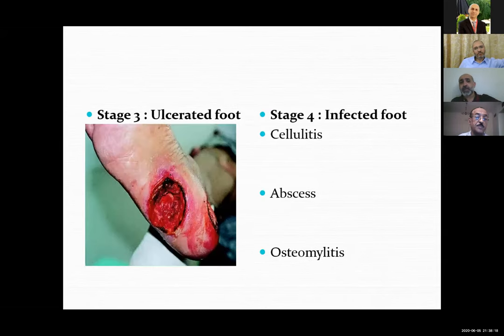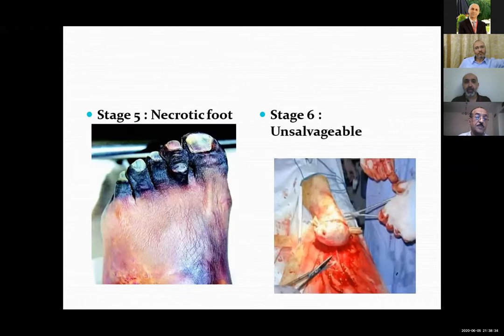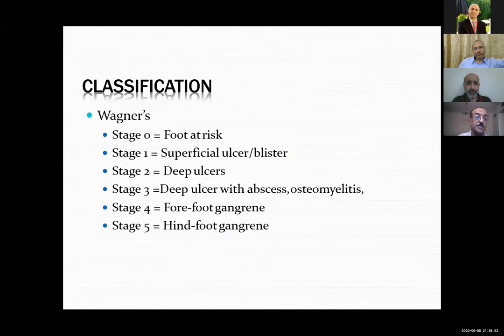Stage 3, where you have the ulcerated foot itself, and then stage 4, where that ulcerated foot became infected, whether it's just a cellulitis, where the surrounding skin becomes infected, or development of a subcutaneous or deeper abscess, or even osteomyelitis. Then you have the necrotic part, and then you reach stage 6, where the foot or the limb itself is unsalvageable. There is another classification that some people use, the Wagner's classification.